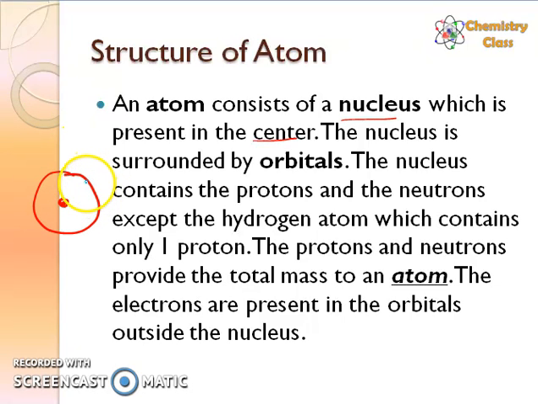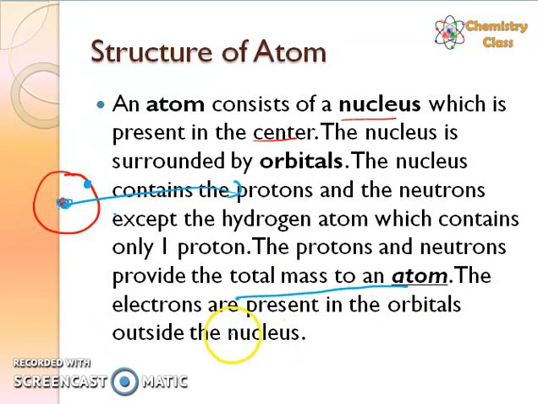what? Protons, neutrons. Where are they present? The nucleus contains the protons and neutrons, except the hydrogen atom which contains only one proton. The protons and neutrons provide the total mass of an atom. Okay. So from where do you get the mass of an atom? From the nucleus. Okay. From here, the center of the atom, you get the mass of an atom.